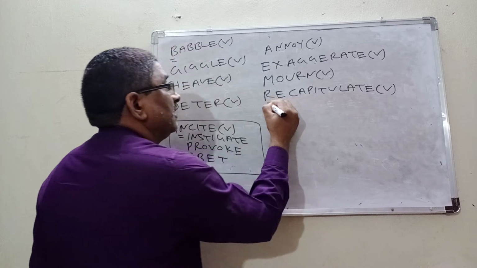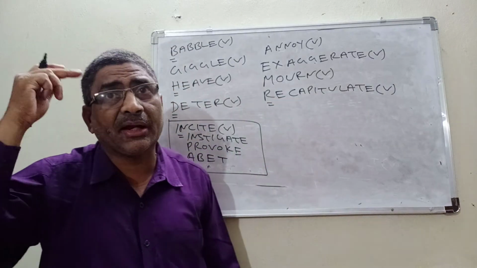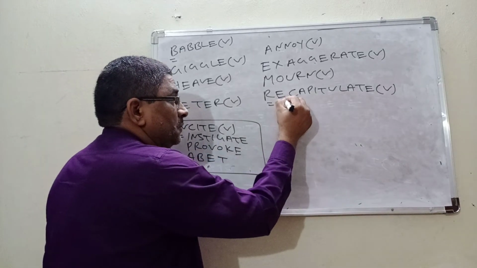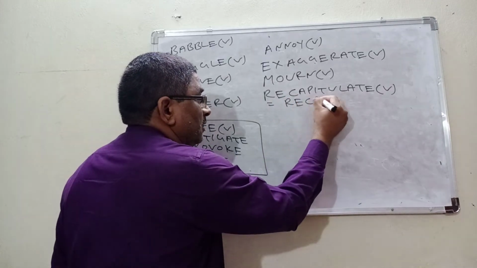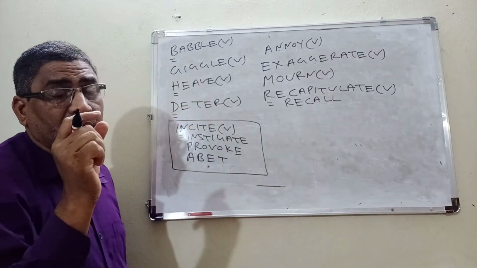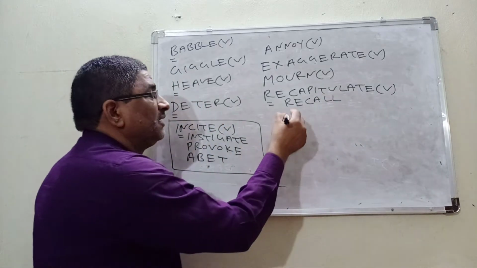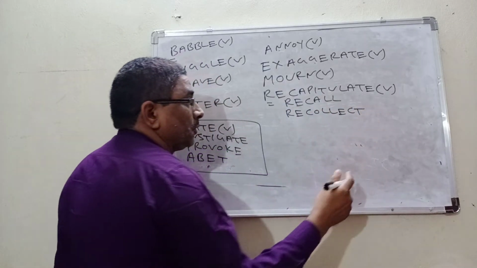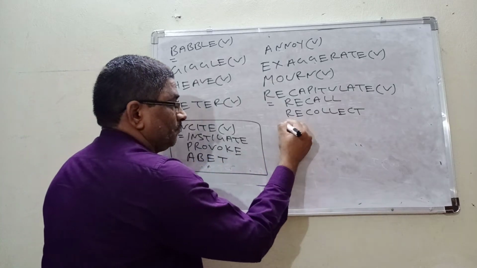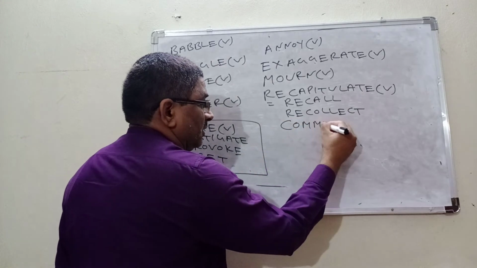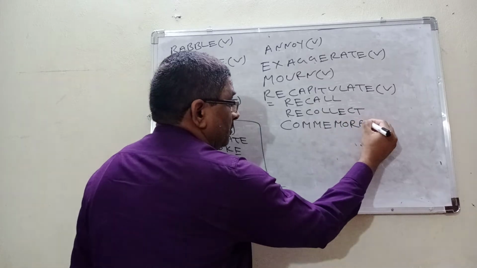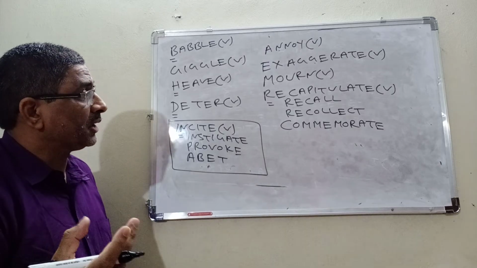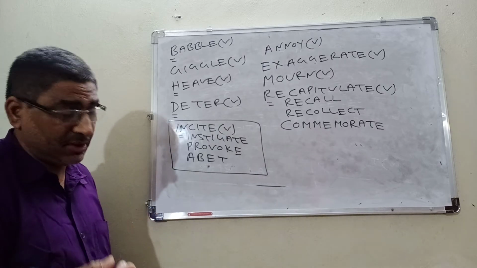Recapitulate, a wonderful word. What is recapitulate? To bring back to memory is called recapitulate. We can use some important synonyms here. Recall. If you do not recall everything, you will forget. Recall. I can also write another synonym, recollect. I would like to recollect something. I can write another synonym, commemorate. To bring back to memory. Commemorate. To bring back to memory. Recall, recollect, recapitulate, and commemorate.